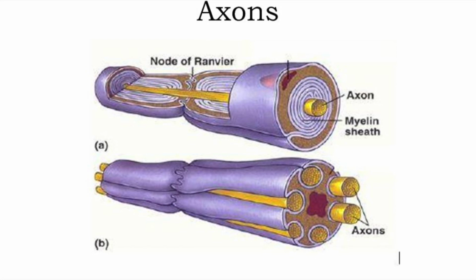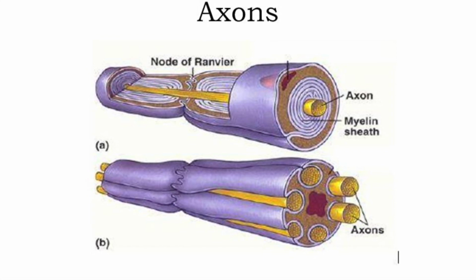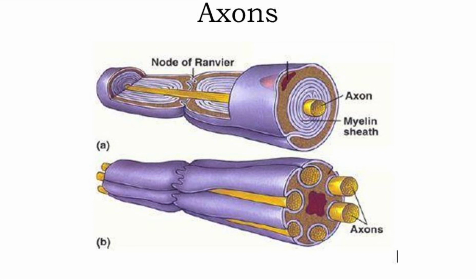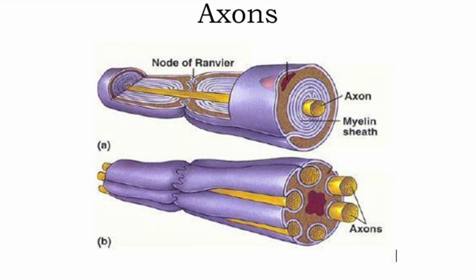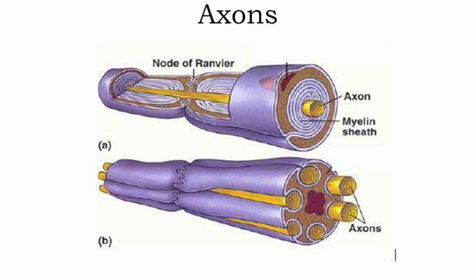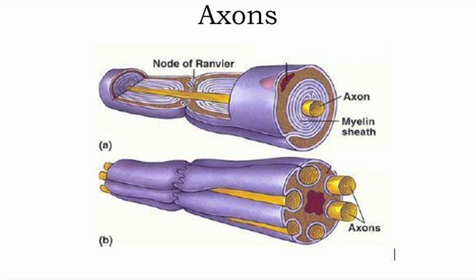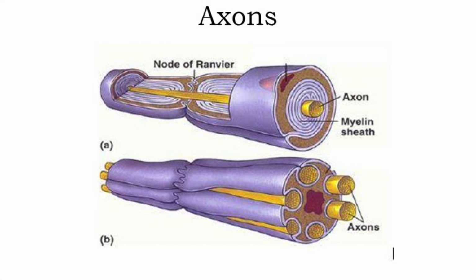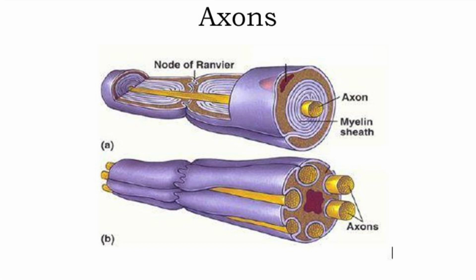Now that it's all making sense, we have one more thing to cover: myelinated and unmyelinated fibers. A myelinated fiber has a myelin sheath and uses saltatory conduction. An unmyelinated fiber doesn't have the myelin sheath and uses continuous conduction.